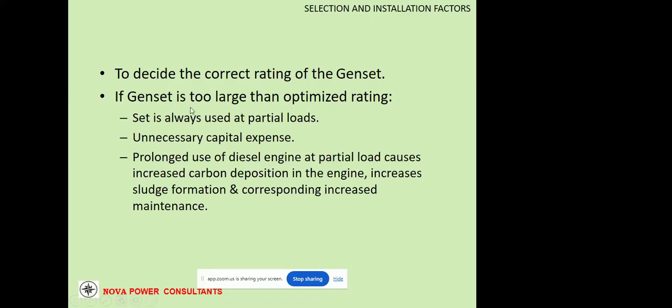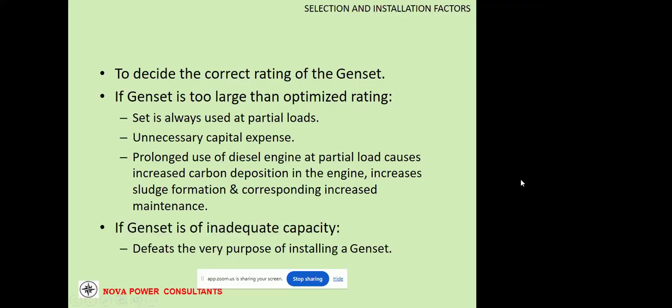To decide the correct rating of the genset, if the genset is too large, then optimization of the rating is necessary. Otherwise the set is always used at partial load, and unnecessary capital expenses are incurred. These are general information, I will not stress more on this.